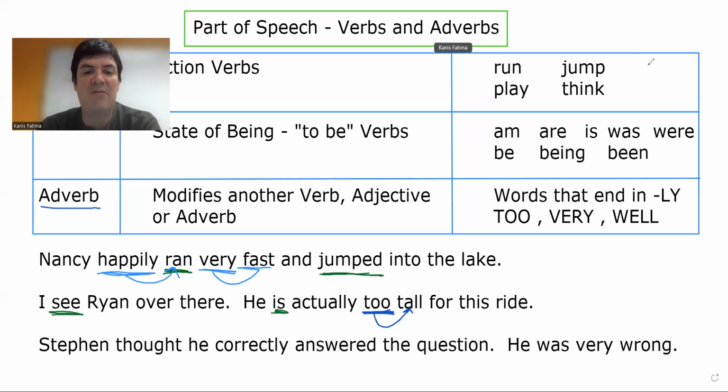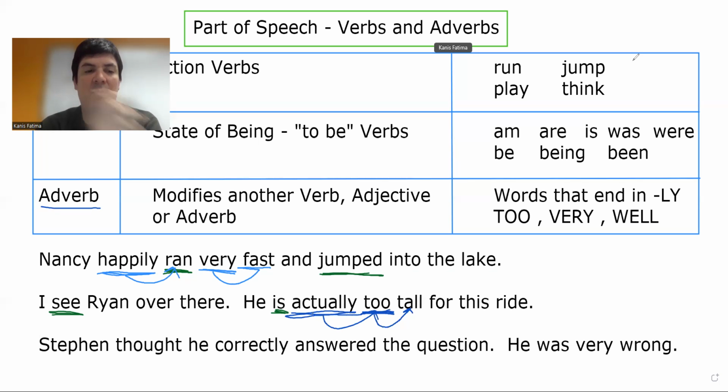I see another adverb. Again, I see the two letters ly. I see the adverb actually. Here, actually is modifying another adverb. It's modifying too. He is too tall. He is actually too tall.